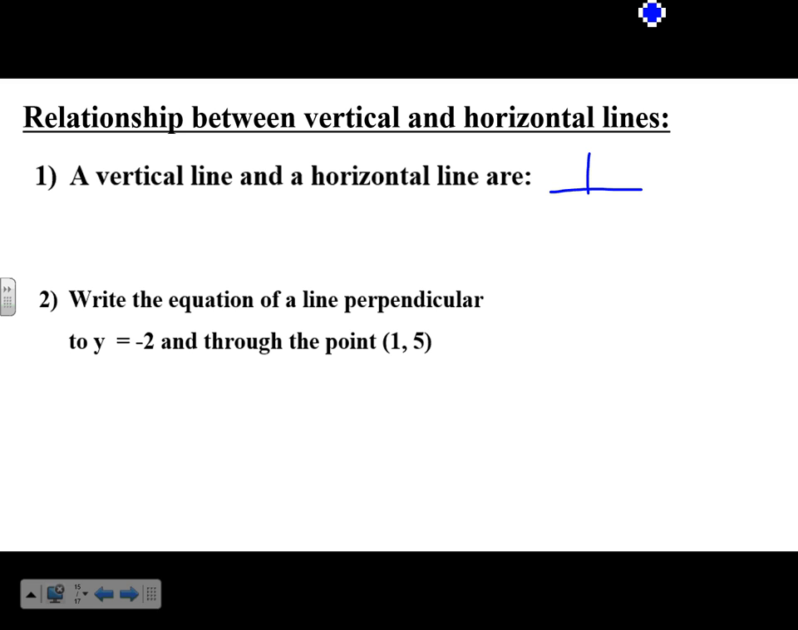Write an equation that's perpendicular to y is equal to -2, and it goes through the point (1, 5). Well, y is equal to -2. Remember that if it's y is equal to, that is a horizontal line. Remember, y is equal to is horizontal, and x is equal to is vertical. So we want a line perpendicular to the horizontal, so we want a vertical line.